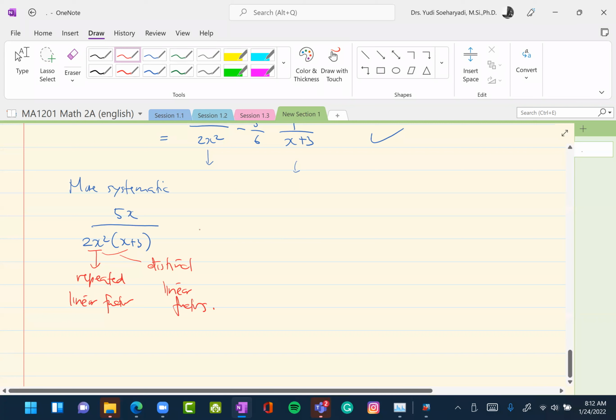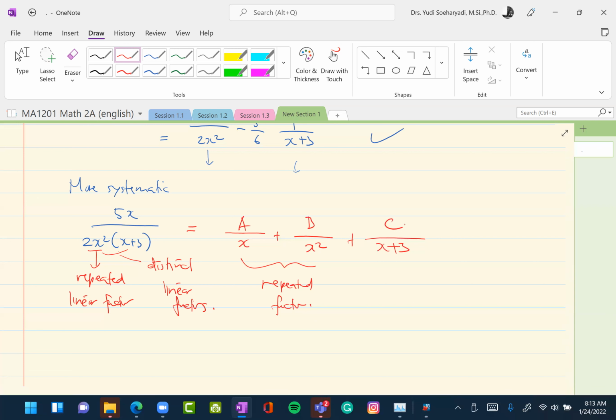So in that case, this is just x, okay? The repeated, because this is repeated. And the distinct one, just put there. In this case, this should be just a constant. Okay. Do you see what I mean?